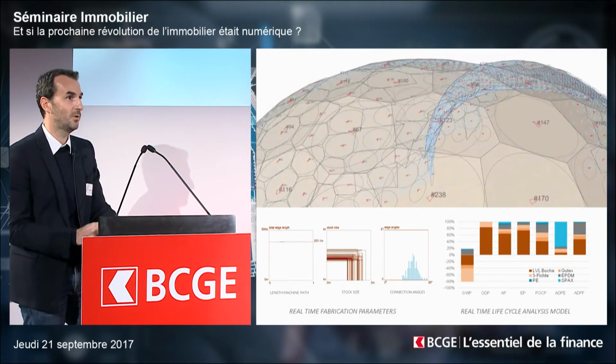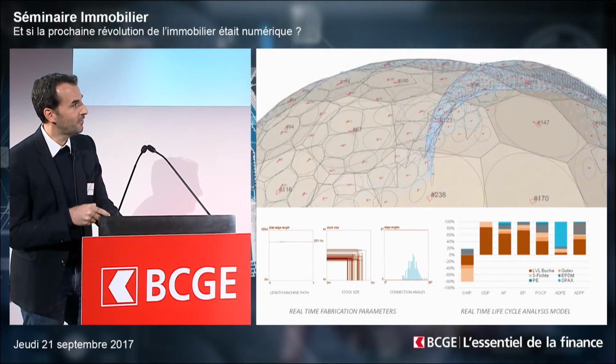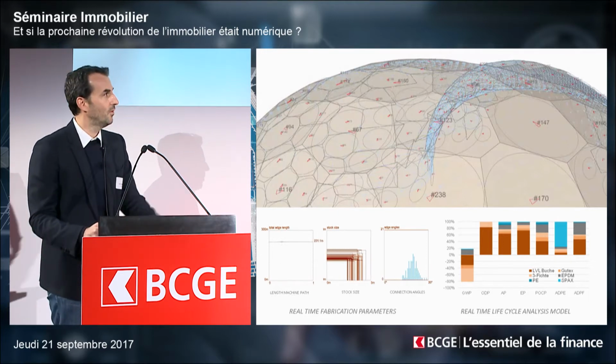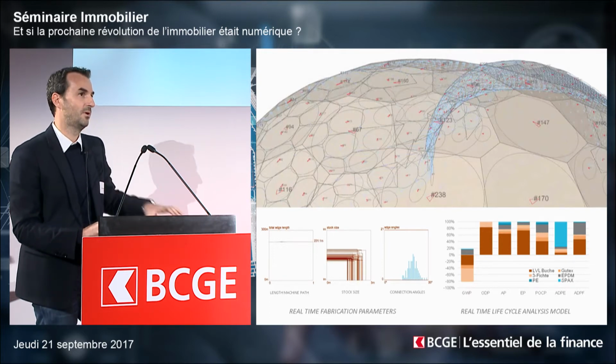At the same time, we have now extended that, so we have real-time fabrication parameters. At any moment in time that the model is running and I can interact with it, I know about the stock size, the length of the machine path, the fabrication costs, and the connection angles, which tells me about the fabrication complexity. I have a real-time life cycle analysis model running in the background, and we're just working on embedding a life cycle costing model as well. So you're aware of all these complexities that are usually very difficult to comprehend as an architect, and you can focus on what you're probably best at, and that is designing the building.